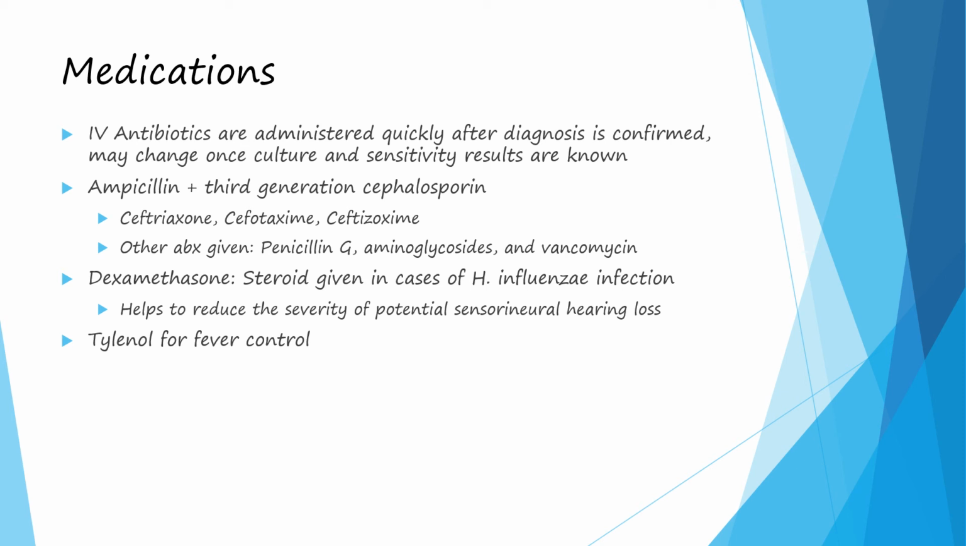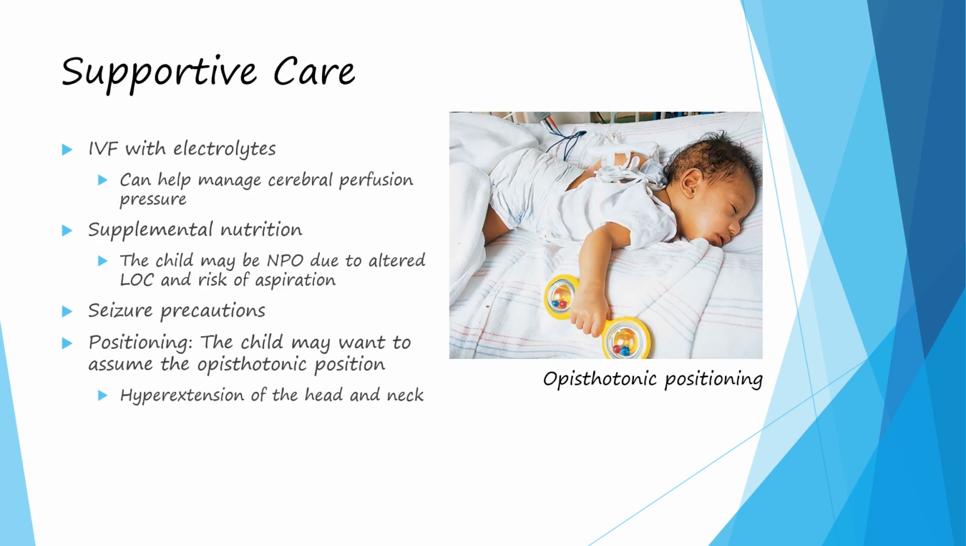Dexamethasone is also given. It's a steroid that can reduce inflammation, and it's given usually in cases of the Haemophilus influenzae infection. This can help reduce the severity of any sensorineural hearing loss because meningitis can cause many complications. We want to try to minimize those as much as possible. We can also give Tylenol for fever control.